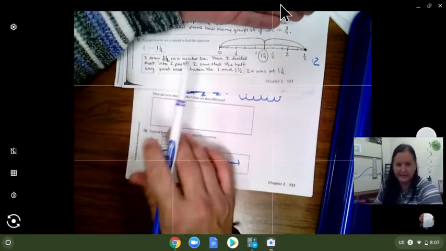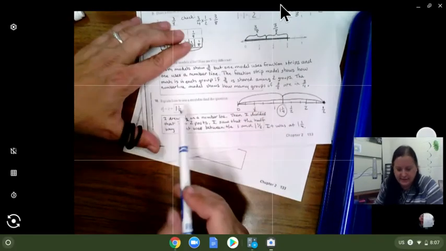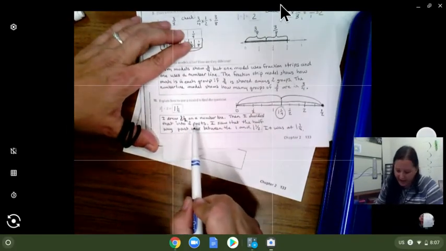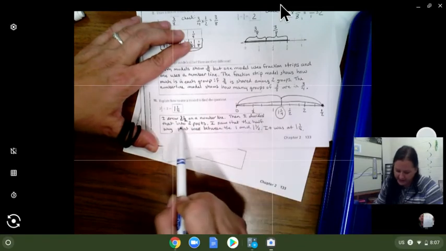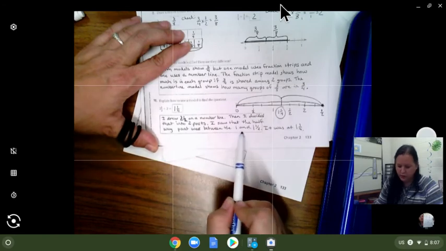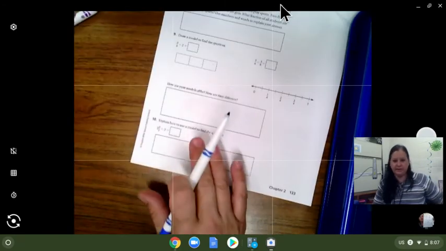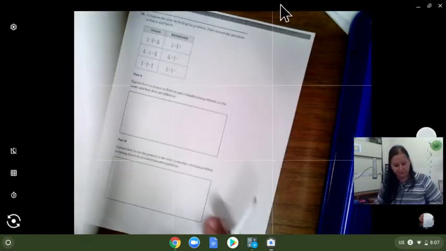A way to explain it, I want you to focus on this. A way to explain it would be to say, I drew 2.5 on a number line, then I divided that into 2 parts. I saw that the halfway point was between the 1 and the 1.5. It was at 1 1/4. That would be a way to describe that model.